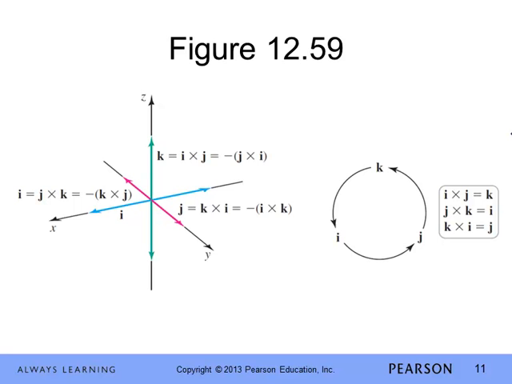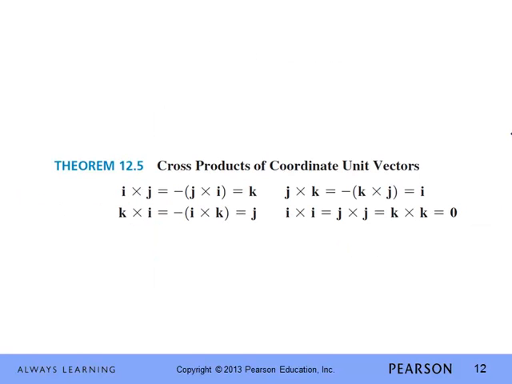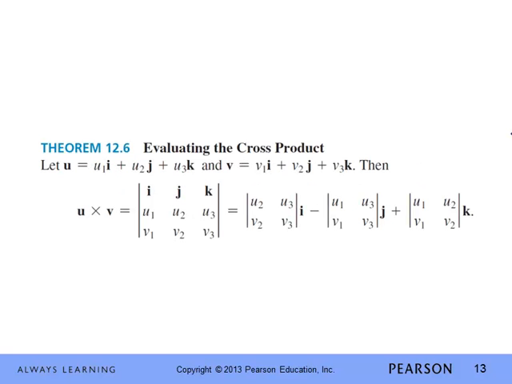Okay, so now we're ready to talk about how to do the actual computation of cross products. Now, here's probably the most straightforward way of computing the cross product of two vectors U and V, U cross V.